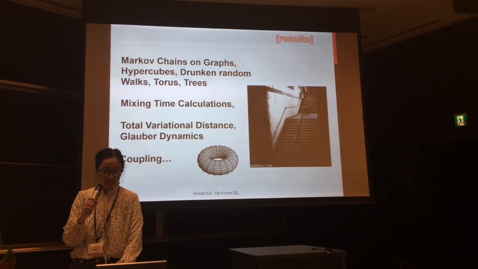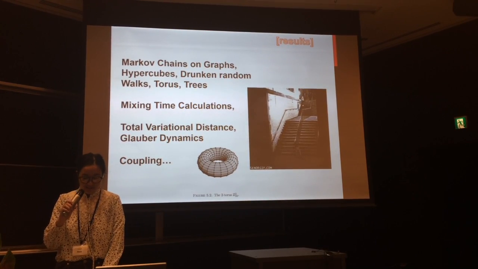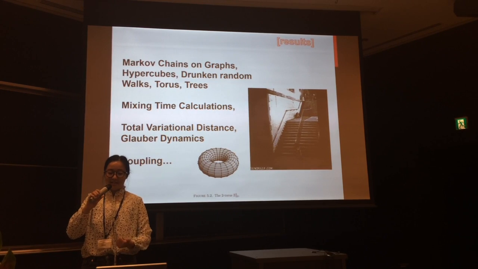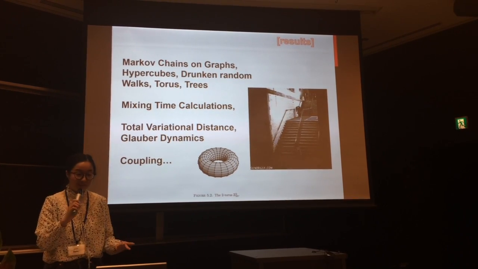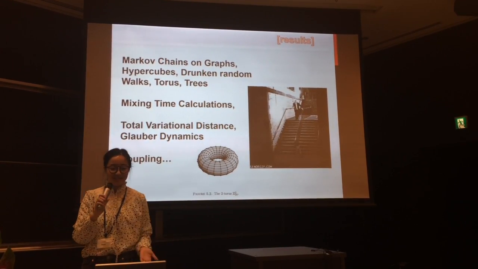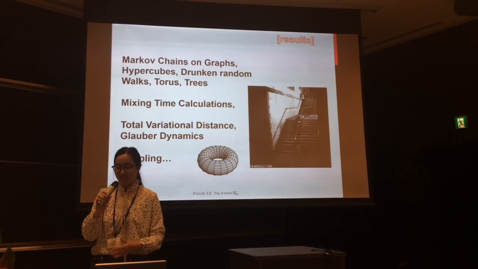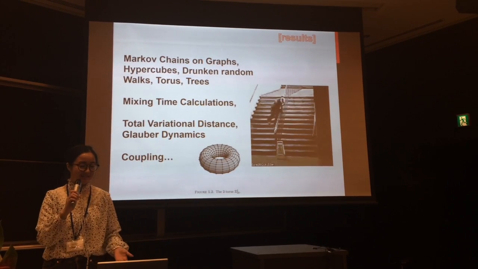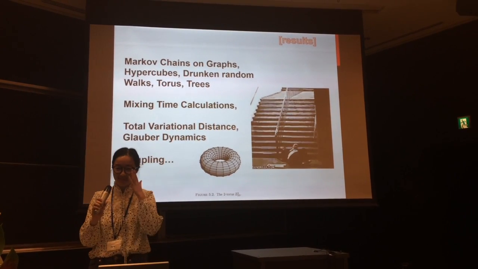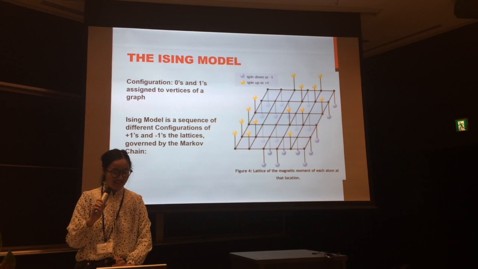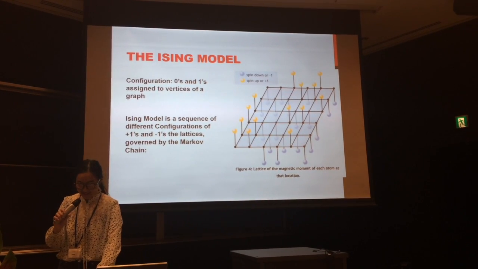I also did a lot of things for Markov chains on hypercubes, drunken random walks, such as this one, toruses, which are like donut shapes, and trees, and I learned a lot of techniques for calculating mixing times and stationary distributions. So finally we can talk about the Ising model.